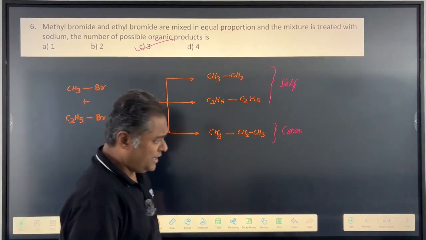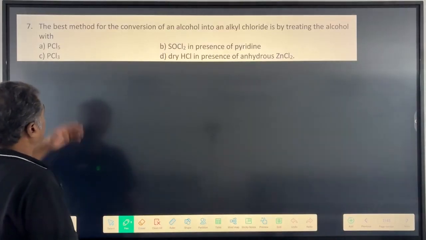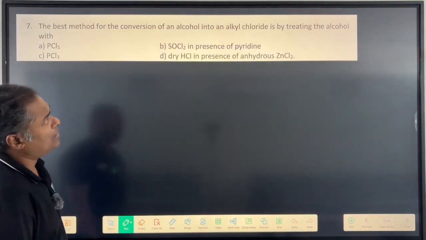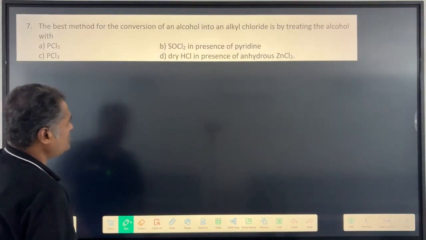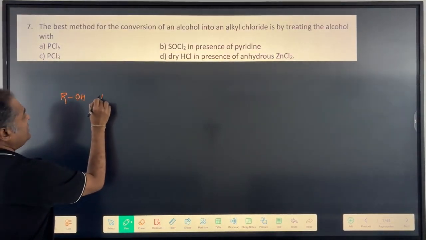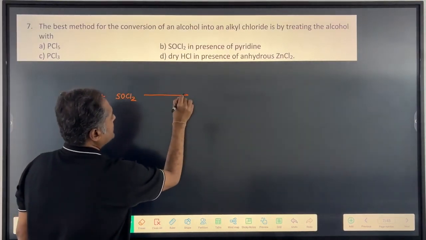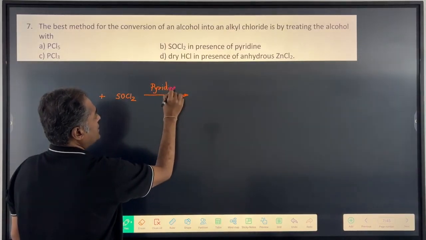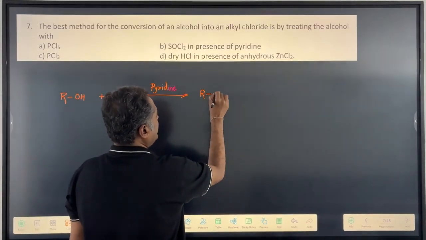Is it done, child? Let us move to the next question, question number 7. Now, this is one of the very common reactions, child. The best method for conversion of an alcohol into an alkyl halide is by treating the alcohol with what? One of the very common reactions you have is this: this is an alcohol. When you treat the alcohol with SOCl2, what would happen? Here I need a catalyst, which is pyridine, in the presence of a solvent. What will happen? Obviously, the product obtained is nothing but alkyl chloride.